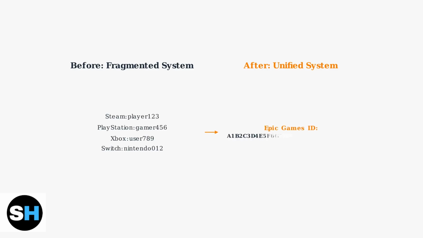This acquisition transformed how player identification works across platforms, creating a unified system that connects all players, regardless of their gaming platform. Before this unification, players had different identifiers on Steam, PlayStation, Xbox, and Nintendo Switch. The Epic Games ID replaced this fragmented system, creating one universal identifier that works across all platforms.